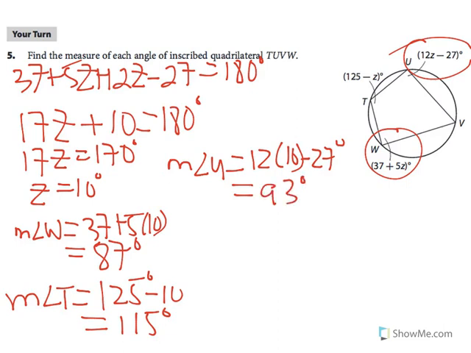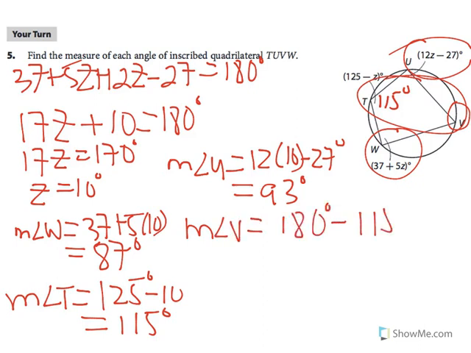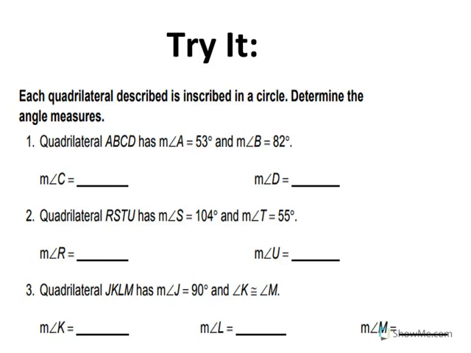Okay, so here is another shortcut we can use, right? So given that T is 115, we need to solve for V. Well, we know that these two are supplementary, so we can say that V equals 180 minus 115, right? So it will be 65 degrees. Okay, so let's try these.